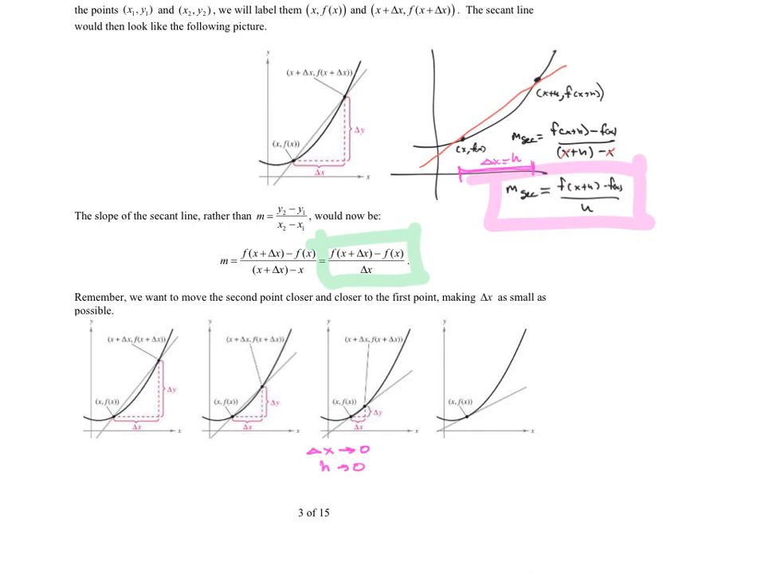Here we have the slope of the secant line, and to make it the slope of the tangent line, here's what we need to do. We need to let delta x approach 0, or we need to let h approach 0. So let's continue on the next page.